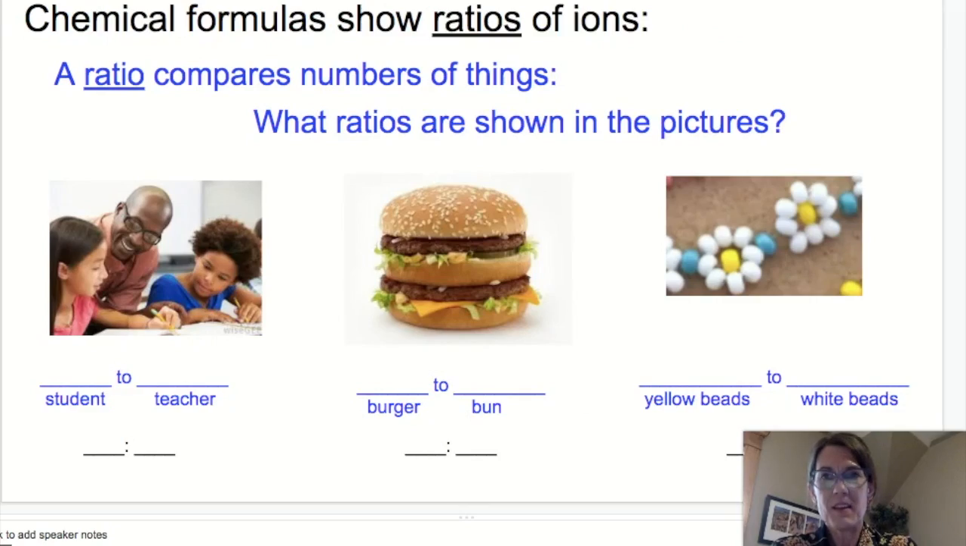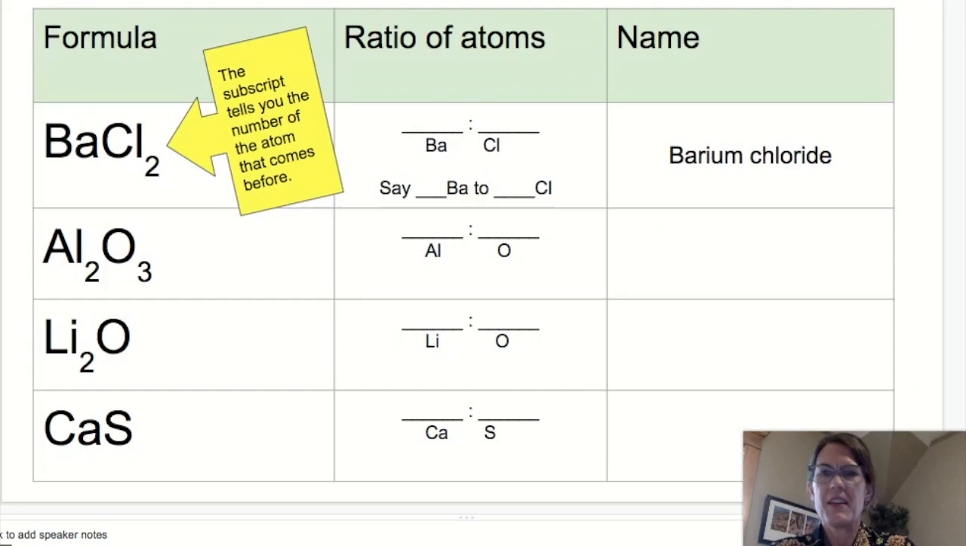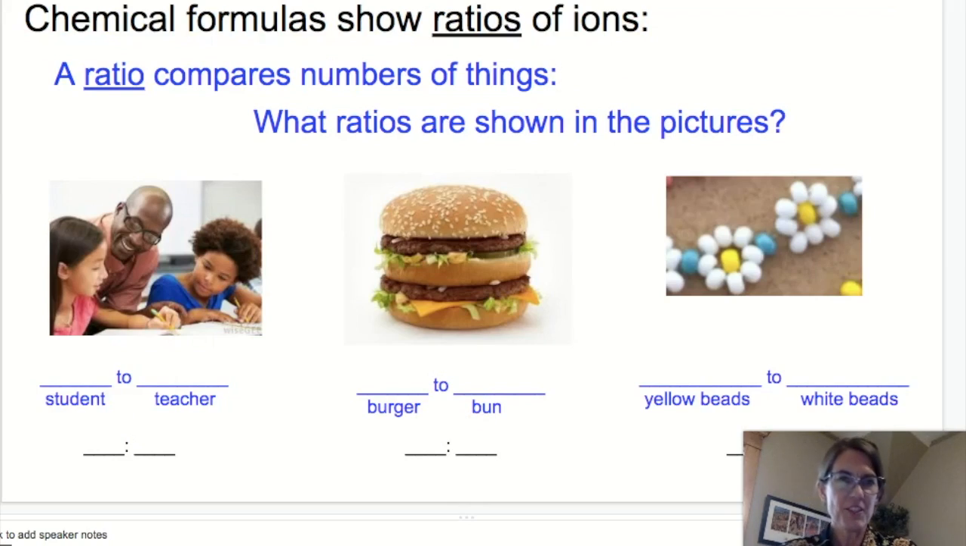The formula, though, gives you a little bit more information. Formulas show ratios of ions. And so remember the formulas, I'm just going to jump ahead here. They often have these little numbers. So the formula also gives you a little more information than the name does. It tells you the ratio of the ions that are in that compound. And just a little background, a ratio, it always compares numbers of things.